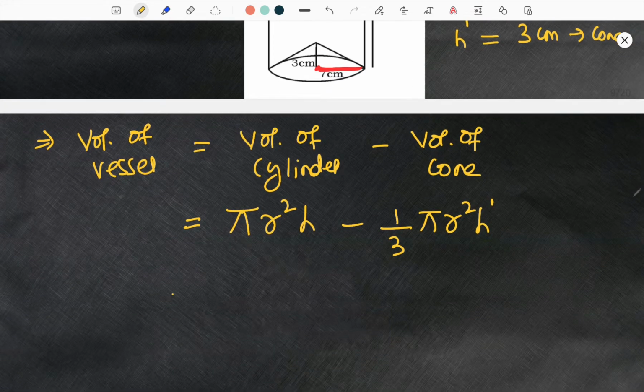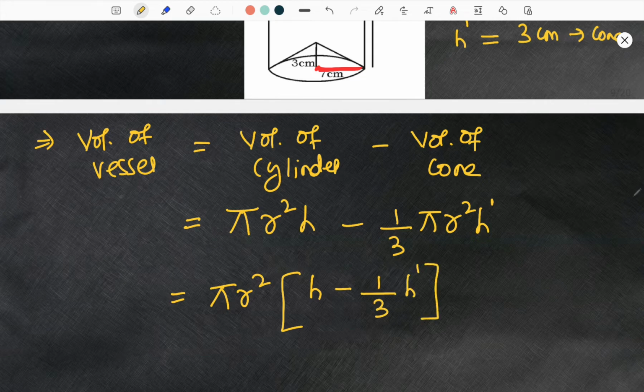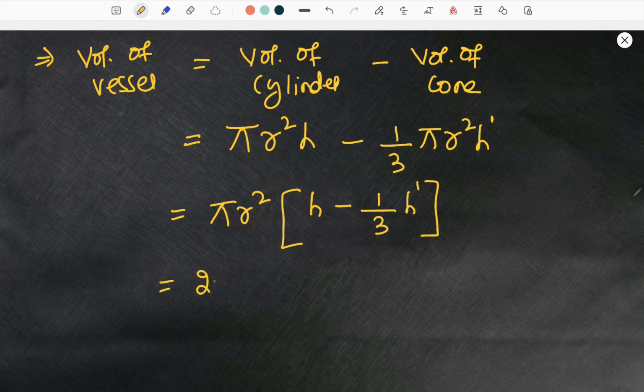Alright, now in this you can definitely take pi r square common. If you take pi r square common, what remains inside? H minus, again it becomes 1 by 3 h dash. Look at this. Now substitute all the values, so that is like 22 by 7 into r.